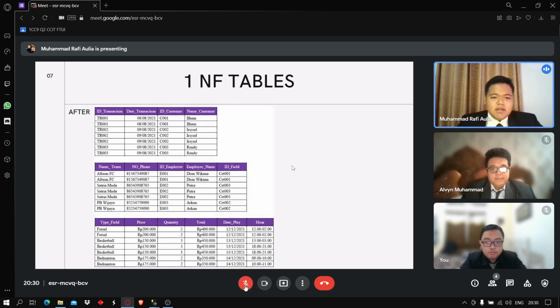And here is the after of the 1NF tables. The ID transaction is TR001, the date transaction is 8 August 2021, the ID customer is C001, and the name of the customer is Ilham. So it is much easier to read.